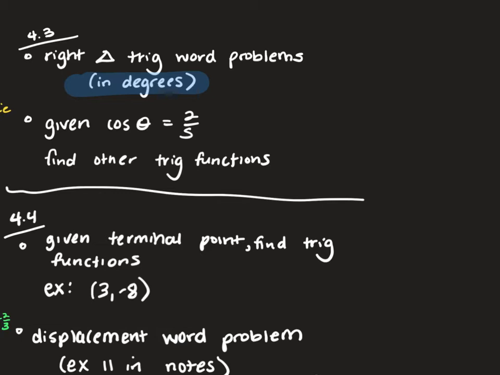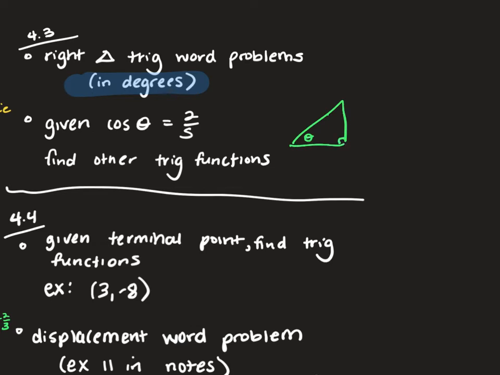These are always in degrees, okay? Do they exist outside of this class in radians? Sure, but these are always in degrees. So you're going to make sure you're in degrees for these. And then you could see something like given cosine is 2/3, find the other trig values, where you have to set up your right triangle.